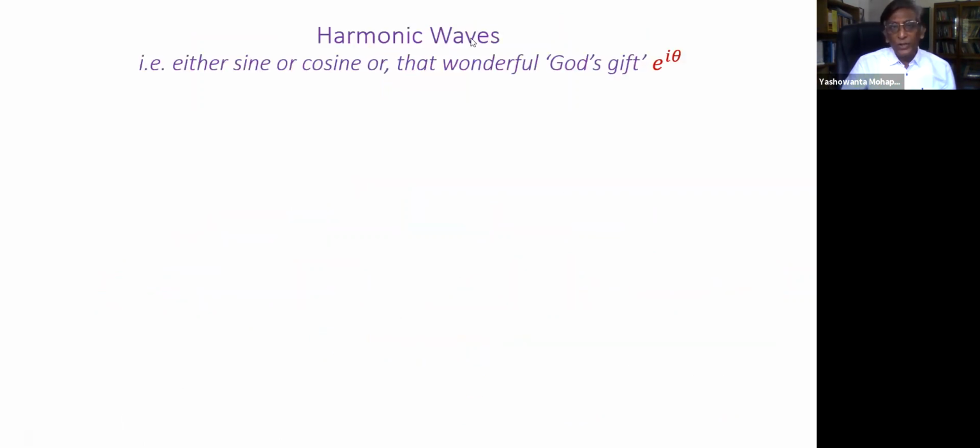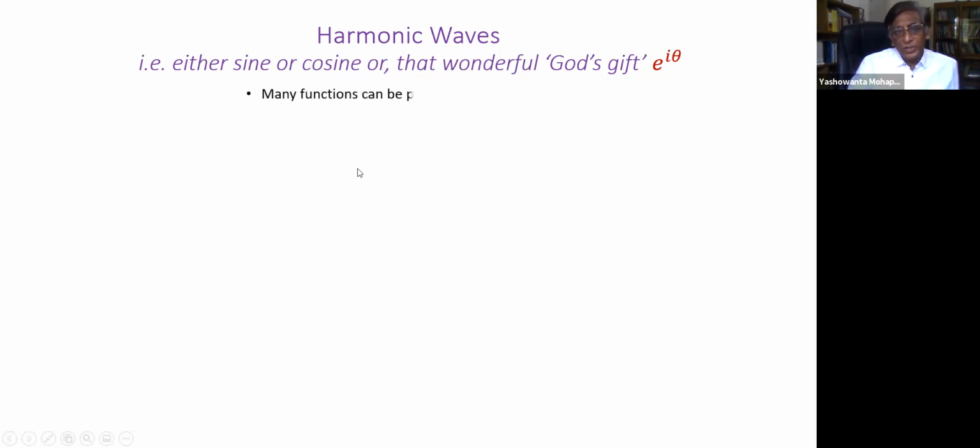We would focus on what is called the sinusoidal waves, or let me call it harmonic waves. That is either sine or cosine. They are the same. They have only a phase constant that is different. And of course, that wonderful God's gift, e to the i theta, which includes both sine and cosine. The imaginary part is sine, the real part is cosine. The algebra of e to the i theta is going to be very simple, and hence we are going to consider that.